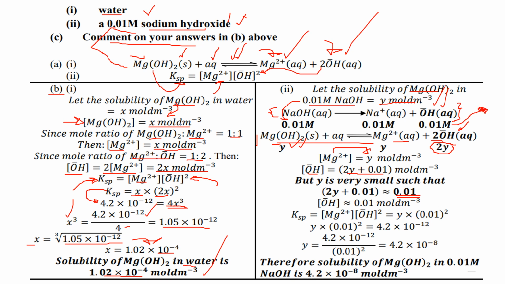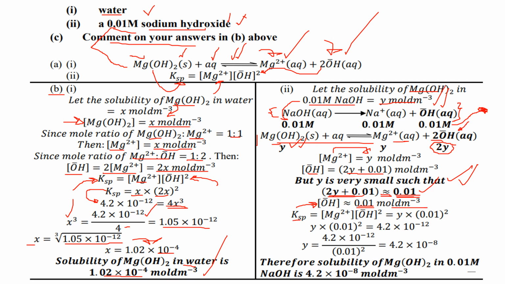When you have a common ion effect, the molar concentration of the ion which is common to both electrolytes is assumed to come from the strong base. So we assume the total molar concentration is only that of the strong base, which is 0.01. That's why we use approximate signs. Therefore, the molar concentration of our hydroxide ions becomes 0.01. But make sure you make this approximation, that y is very small, such that the total molar concentration equals that from the strong base, which is 0.01 moles per decimeter cubed.